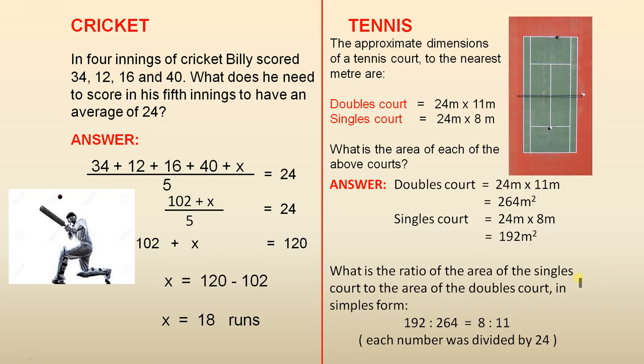What is the ratio of the area of the singles court to the area of the doubles court, in simplest form? Now, the ratio is 192 to 264. And my earlier videos showed you how to simplify such a ratio. In this case, we just divide each of these numbers by 24, and the answer is 8 is to 11. That's in simplest form.